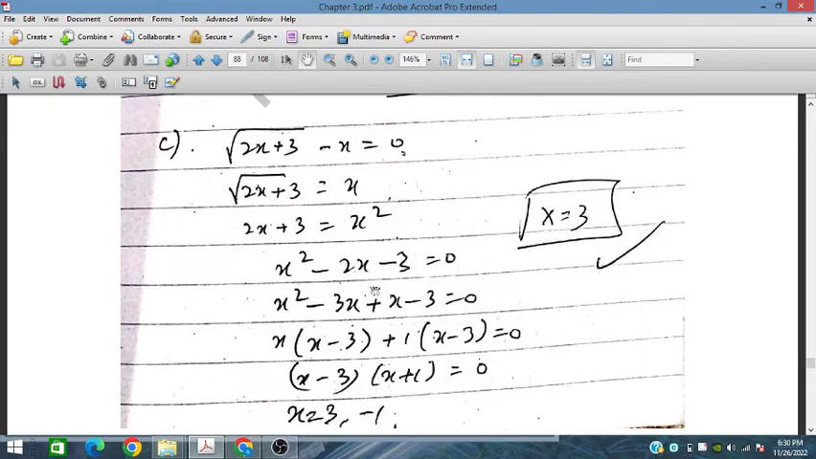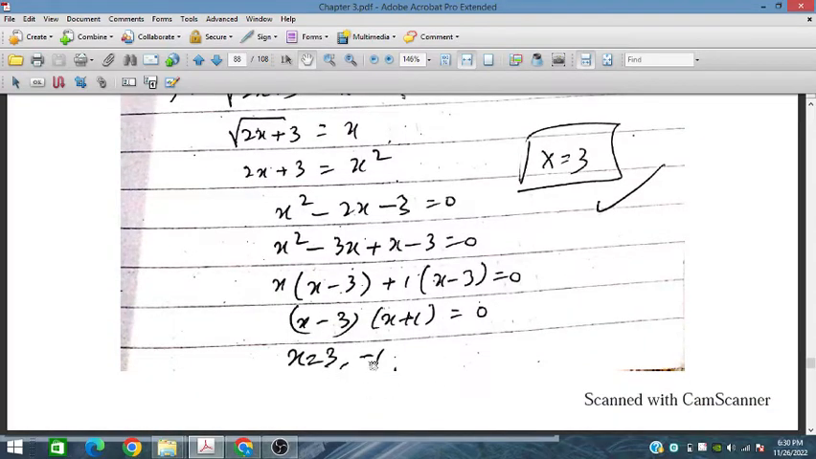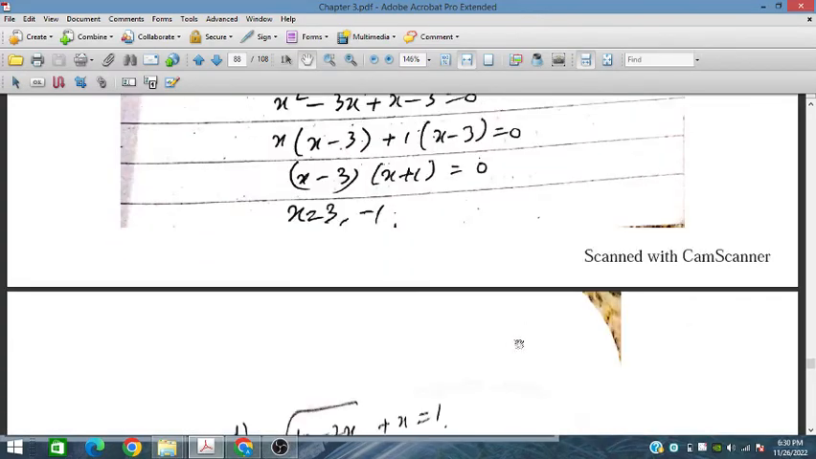Similarly, 2x plus 3 under root minus x is equal to 0, shifting this x on the other side, taking square on both sides, then we have this solution, and x is equal to 3 and minus 1. But minus 1 is not possible with this one, so x is equal to 3 is the solution, because in surds this minus 1 gives a complex number.